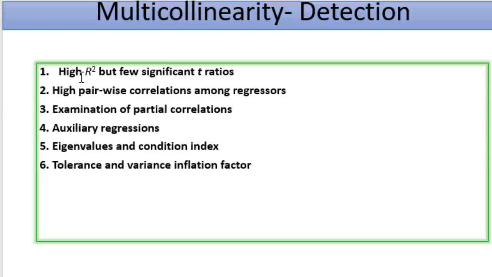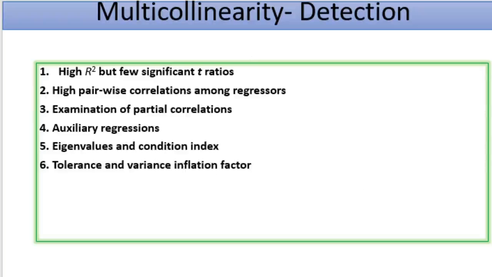The first detection method is that the estimated result will have a high R square but few significant T ratios. Second, by examining the pairwise correlation among the regressors. Third, examination of partial correlation coefficients. The fourth is by examining the auxiliary regressions. Fifth is eigenvalues and the conditional index, and sixth is by examining the tolerance and variance inflation factor. These are the methods usually used for detecting multicollinearity.